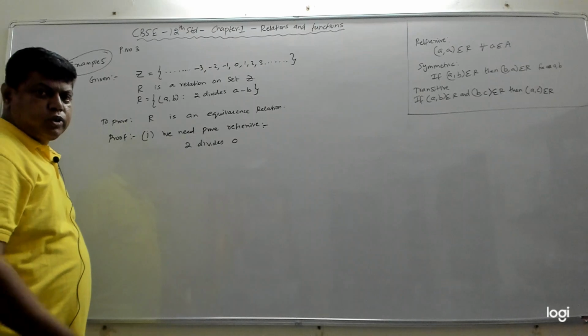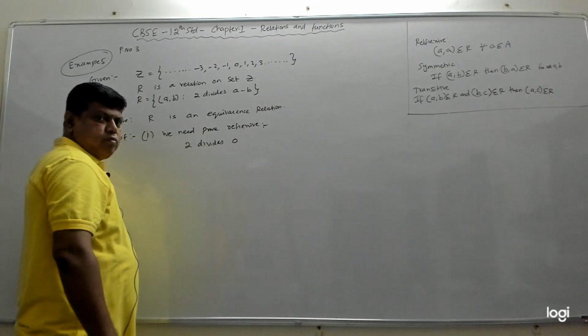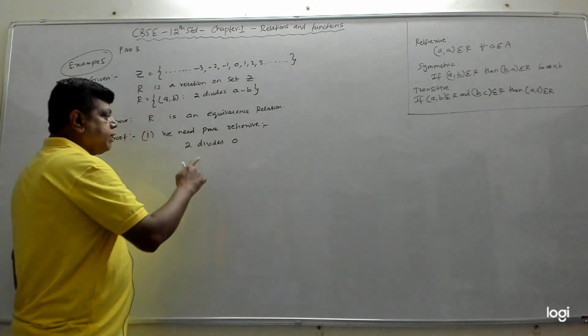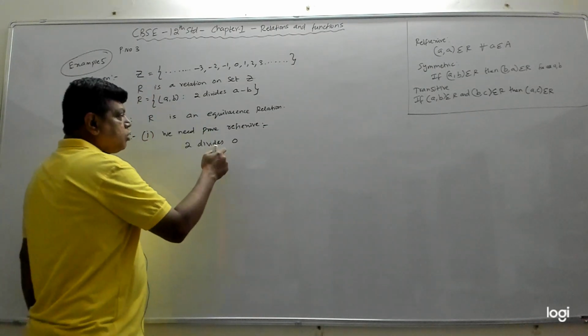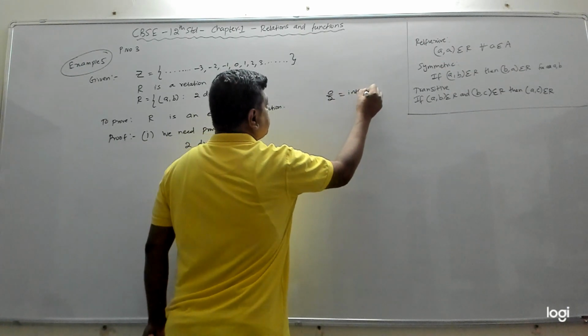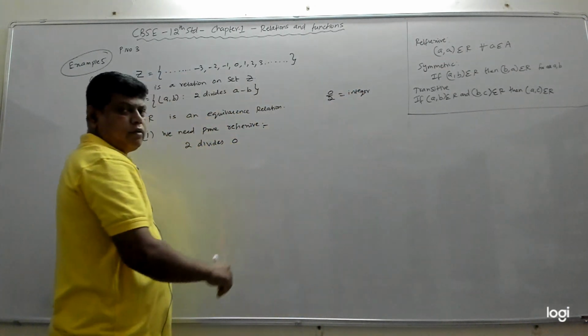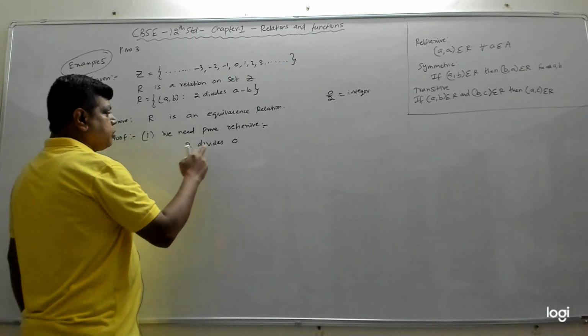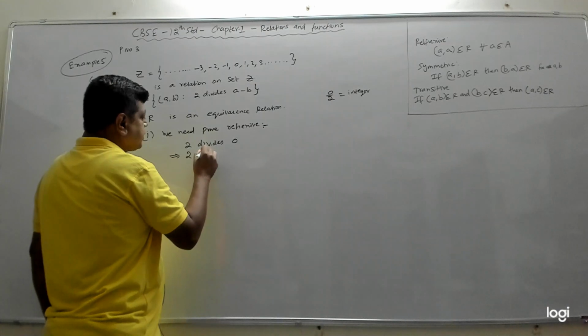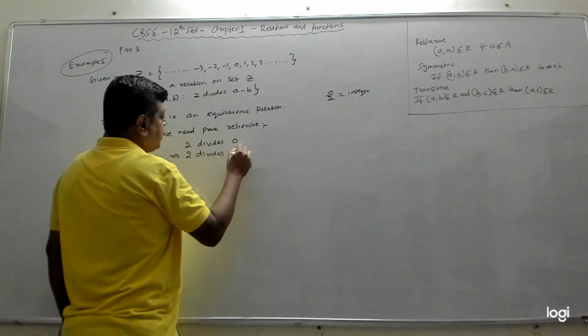2 divides 0, which is true, because 2 always divides 0. Right? Every number will divide 0 except 0. So 2 divides 0. 2 divides 0 means what? 0 by 2 is an integer. That is the meaning of that. And 0 by 2 is 0. 0 is an integer. Right? So 2 divides 0, which we know, which means this implies 2 divides A minus A.